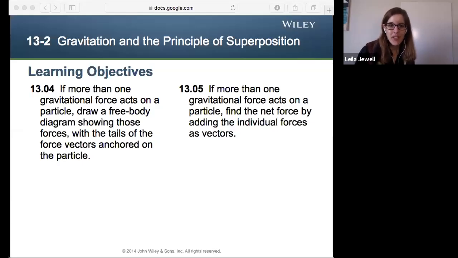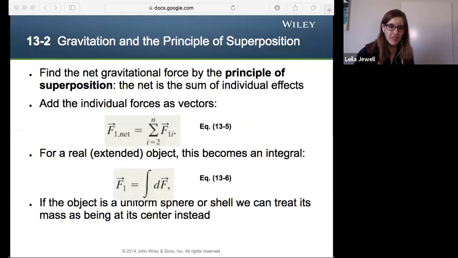Section 13.2, Gravitation and the Principle of Superposition. So we can find the net gravitational force by the principle of superposition, which is something that's applied to a number of areas of physics. In short, it says that the net, the overall, is the sum of the individual effects. In other words, you can just add up each of the individual effects to create an overall net effect.